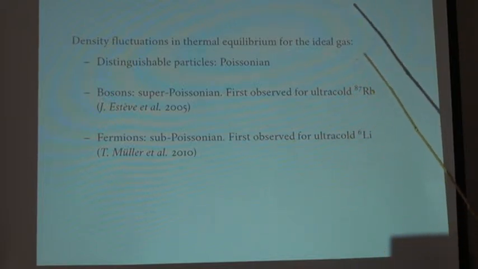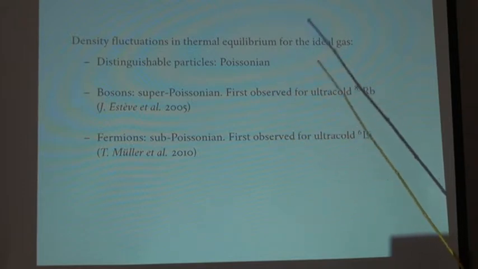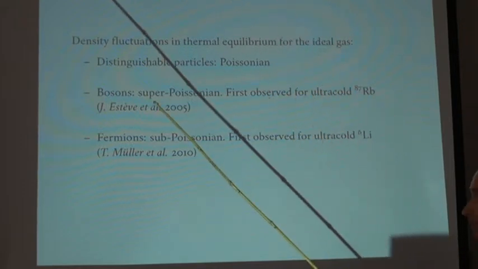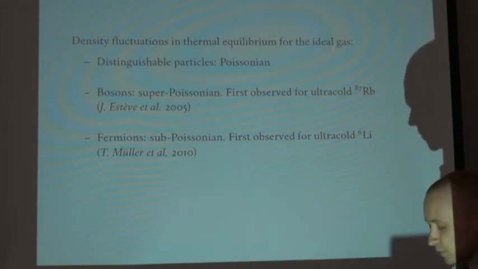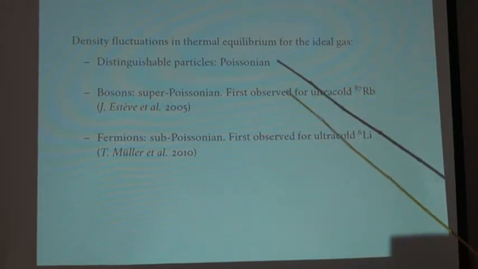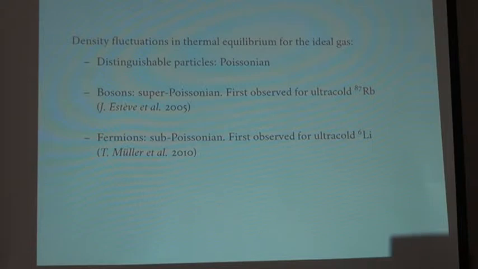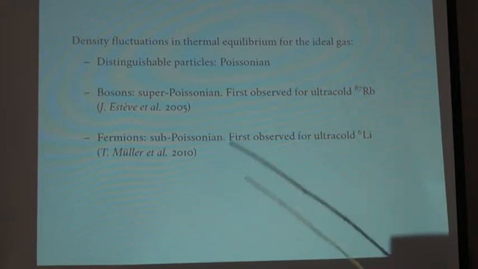Then, because of exchange symmetry, for bosons these fluctuations are larger, super-Poissonian, and for fermions they are lower. We say that they are sub-Poissonian. These differences can be observed only for very low temperatures. They were first observed in 2005 for rubidium-87 atoms, and then for fermions in 2010 by this group.